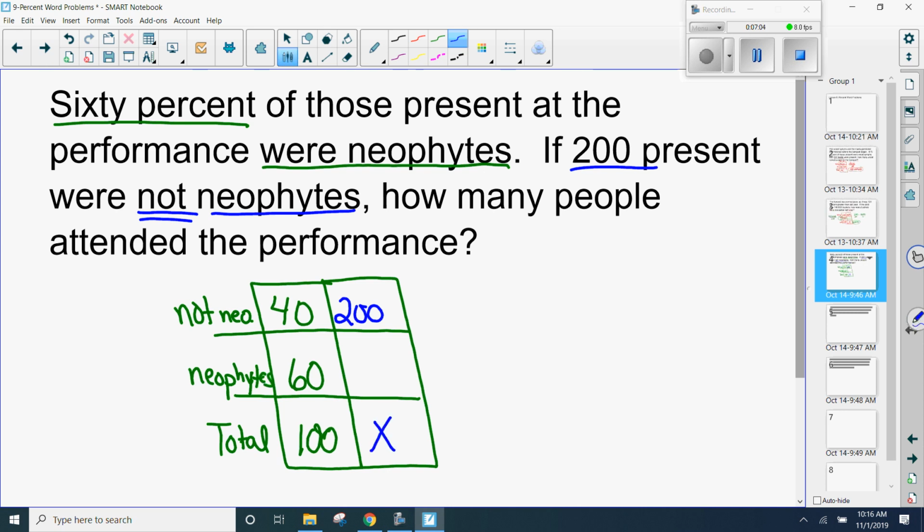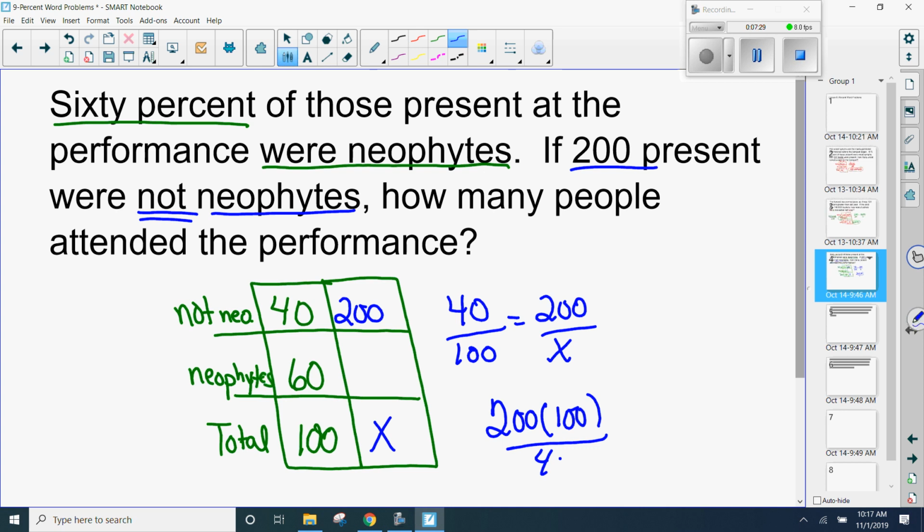Total. Some of you did the 60. That's okay. If you did the 60, you ended up with 300, then you add. If not, you could eliminate that, and you're going to have 40 over 100 is equal to 200 over x. Some of you are just going to go, you multiply by 5. They're equivalent fractions. Others are going to say it's going to be 200 times 100 divided by 40. 40 goes into 200 how many times? 5. And you end up with 500.